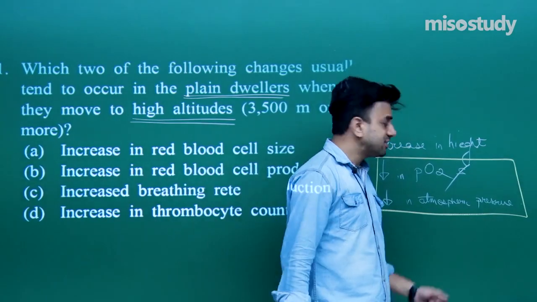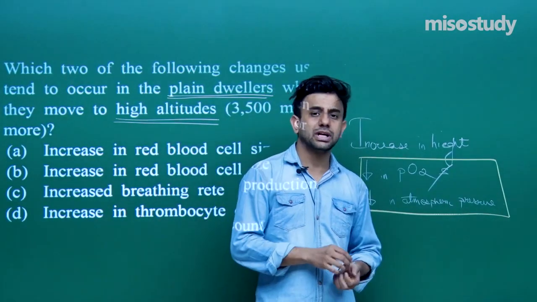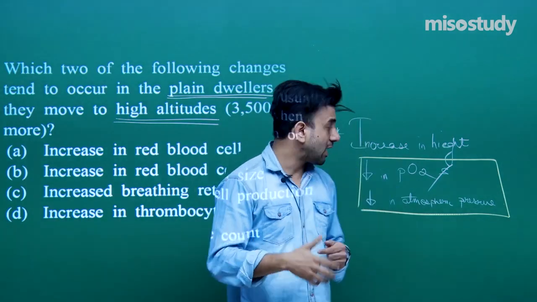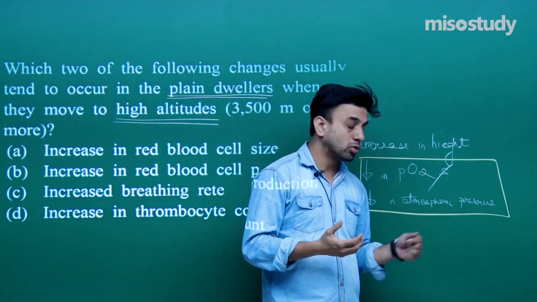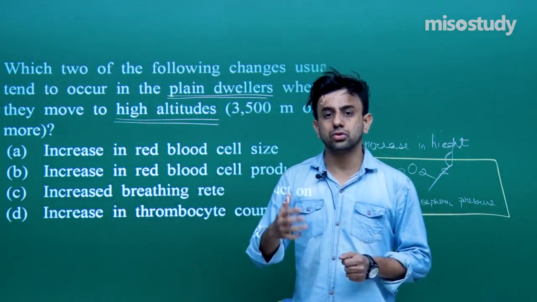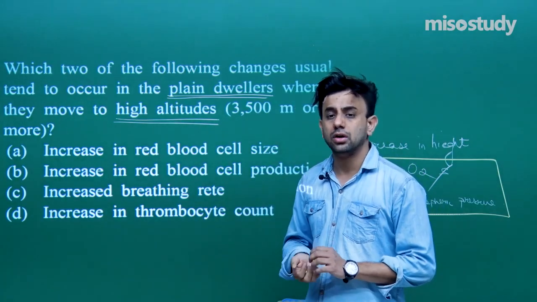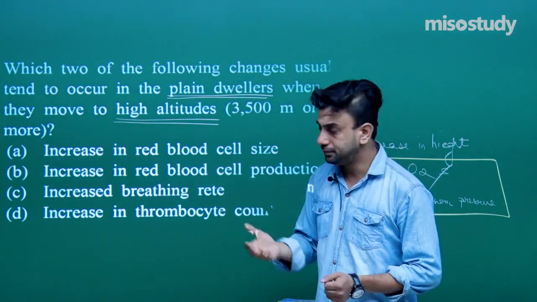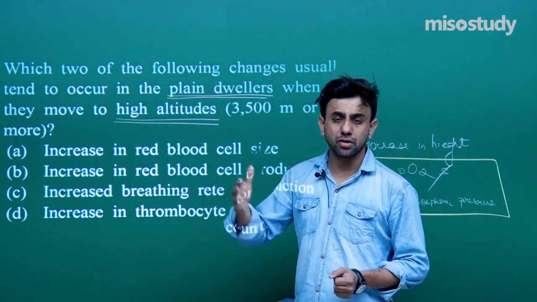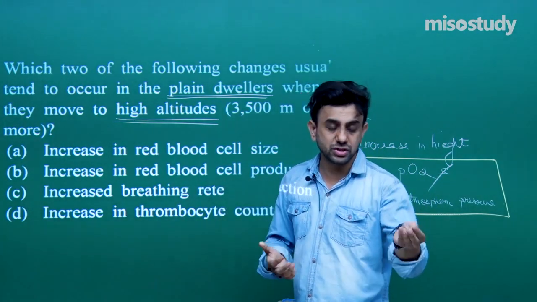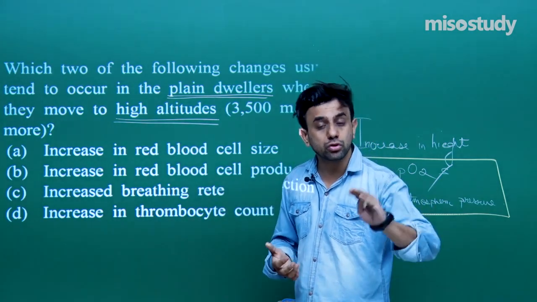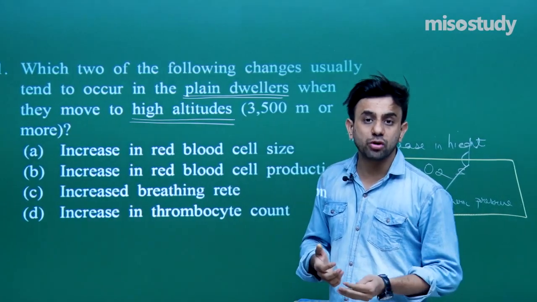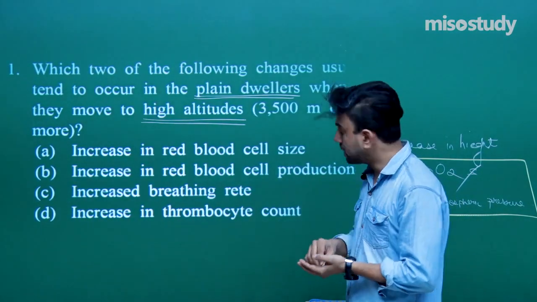Now, since there is a decrease in partial pressure of oxygen, that means more RBC is required to satisfy the body. More oxygen is required, and since the partial pressure of oxygen has reduced, more oxygen has to be taken in to overcome that deficit. Now, how will that happen? More RBC, and how will the RBC increase?